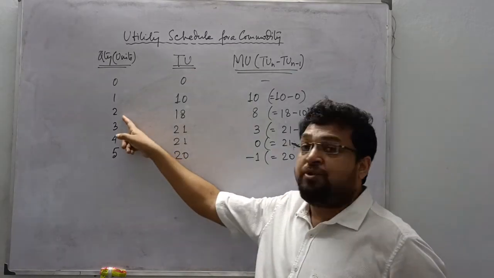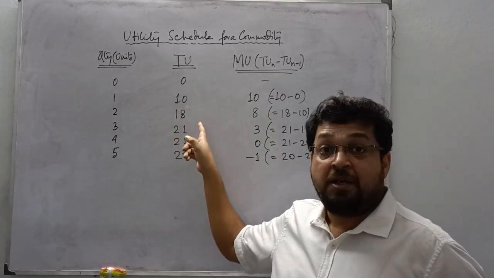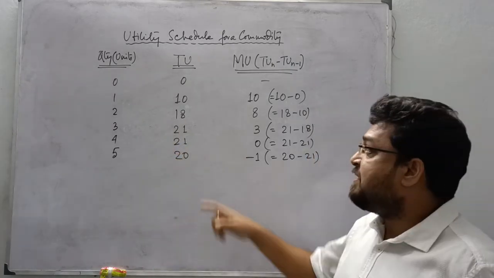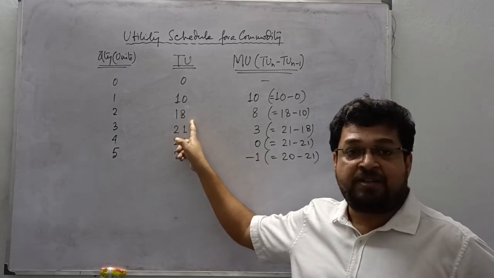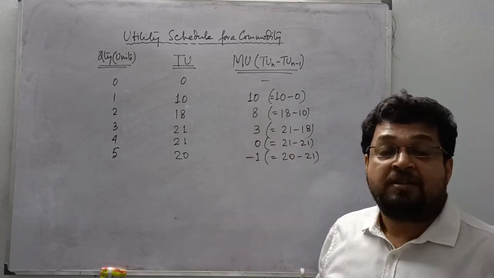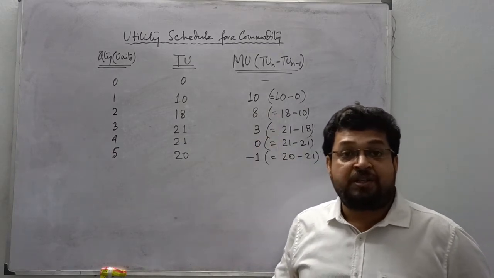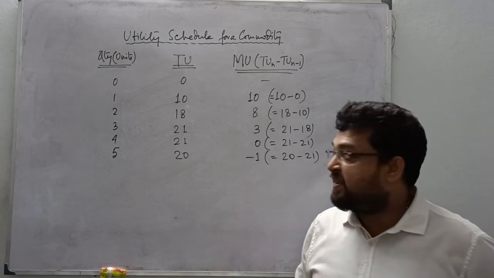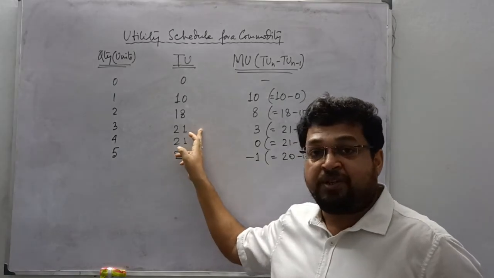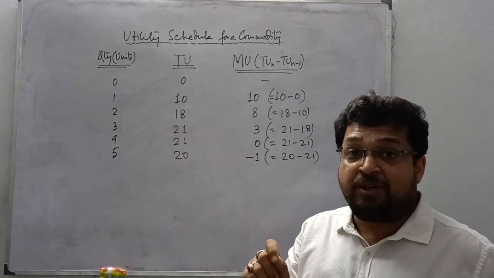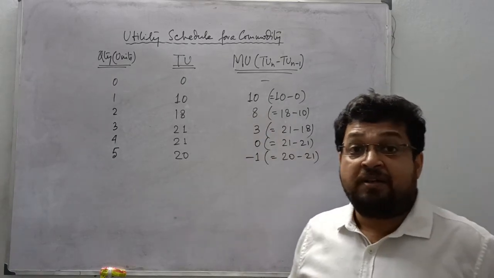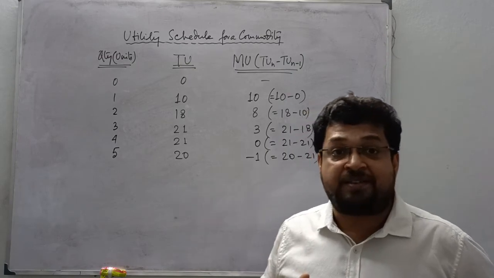Now you consume 2 units, your total utility increases, but the first unit gave you 10 units of additional utility, whereas the second unit has given you additional 8 units, 18 minus 10, 8 units of satisfaction or utility. So the marginal utility for the second unit is 8. You consume the third unit, so the total utility from 3 units is 21. But the third unit gave you an additional 3 units. As you are increasing your demand, the desire to have more decreases.